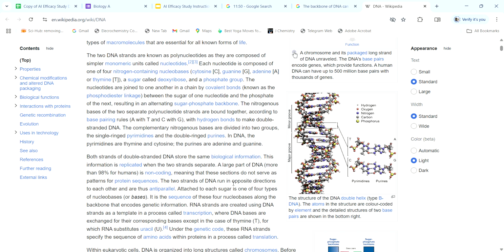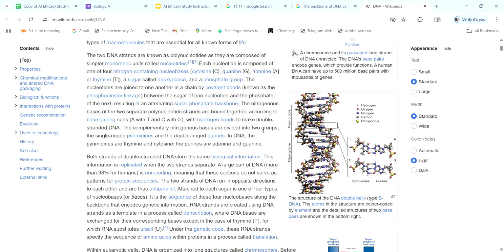The nucleotides are joined to one another in a chain by covalent bonds known as the phosphodiester linkage between the sugar of one nucleotide and the phosphate of the next, resulting in an alternating sugar-phosphate backbone. The nitrogenous bases of the two separate polynucleotide strands are bound together according to base pairing rules, A with T and C with G, with hydrogen bonds to make double-stranded DNA.